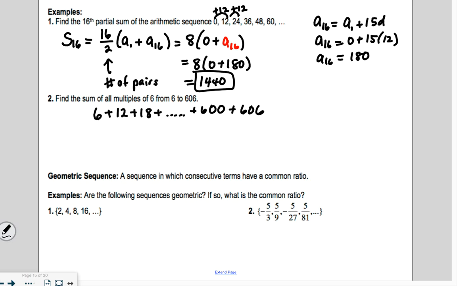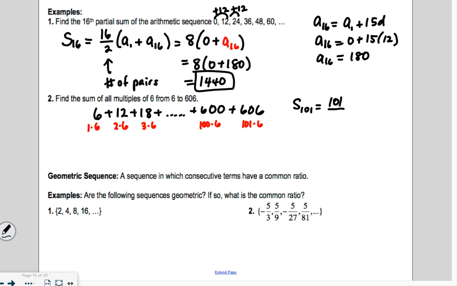Yeah, not really. Okay, here's the trick. I think of 6 as being 1 times 6. I think of 12 as being 2 times 6, 3 times 6. This would be 100 times 6. This is 101 times 6. So how many terms do I have? 101. So I'm going to find the sum of the first 101 terms.